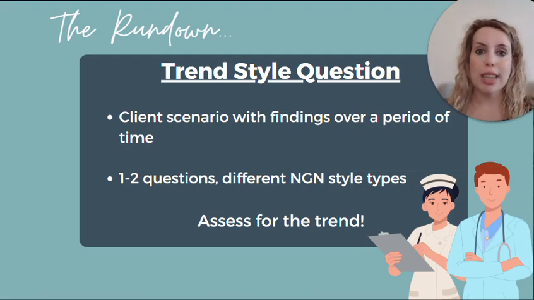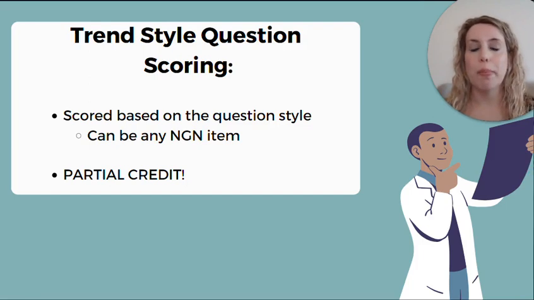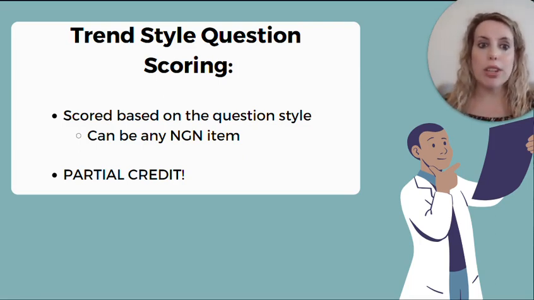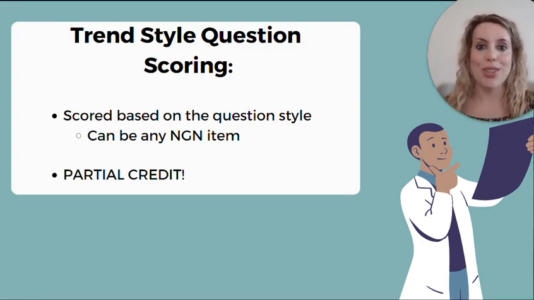Your job is to assess the information over time to see if there's a trend and if that trend is in fact significant. The item will be scored based on the question style. So for example, if the question after reviewing the trend is a standard multiple choice style question, you will get the point if you are correct. This could also be a select all that apply question or really any other question style. To review those, make sure you check out our other videos that we have on each different question style. And remember, even if you get it wrong, you can't get negative points on questions. So that's good news.